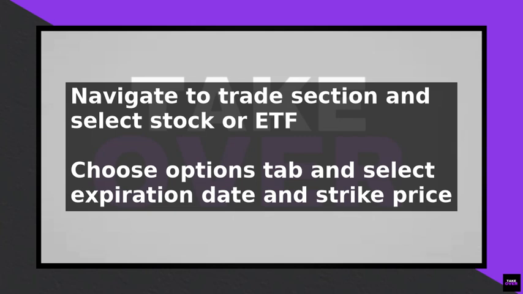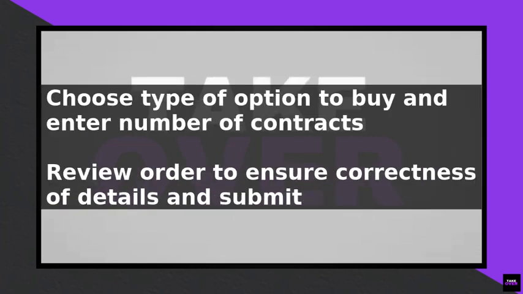After selecting the option you want to buy, enter the number of contracts you want to purchase. One contract is equal to 100 shares of the underlying asset. Review your order to ensure everything is correct, including the stock symbol, expiration date, strike price, option type, and number of contracts. Then, submit your order and wait for it to be filled.